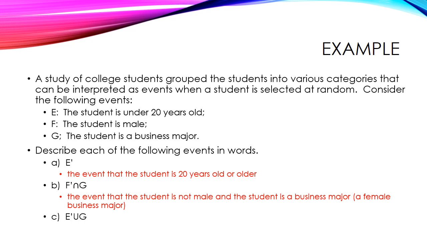And then finally, see if you can find the complement of E or G in union with G. Okay, this would refer to the event that the student is 20 years or older, or a business major, or both. So it's going to be all the students that are 20 years of age or older combined with the business majors.